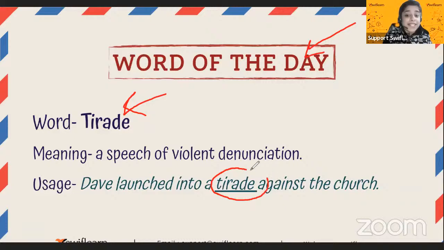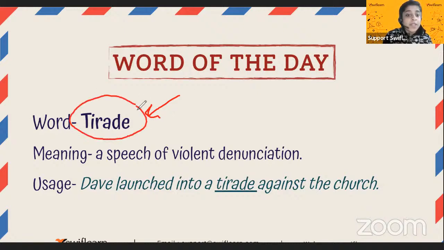So, tirade basically means a speech of violent denunciation, which means Dave launched into a tirade against the church. Tirade means you are saying something against someone. Okay, so in simple language, it means saying something against someone. A long or angry speech in which there is a lot of criticism and something against people. Are you understanding? So, tirade is basically a long speech in which there is a lot of criticism, and it is a long and angry speech. I hope you have understood the meaning of tirade now. A long speech in which there is a lot of criticism, and it is basically an angry speech. Okay?